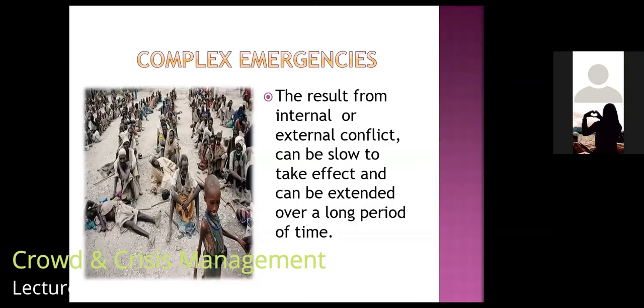They result from internal conflict, which can be slow to take effect and can extend over a long period of time. Always remember, each complex emergency has a different trigger or root cause behind the conflict. Examples are ethnic, religious, ideological, or political differences, uprising of a population against repression by an authoritarian government, or food and water shortage. Over time, situations can become more and more complex as conditions change.